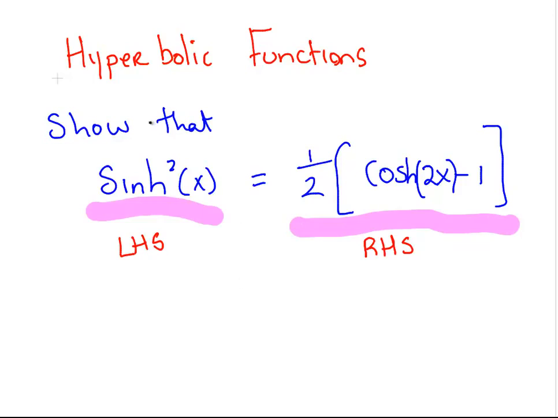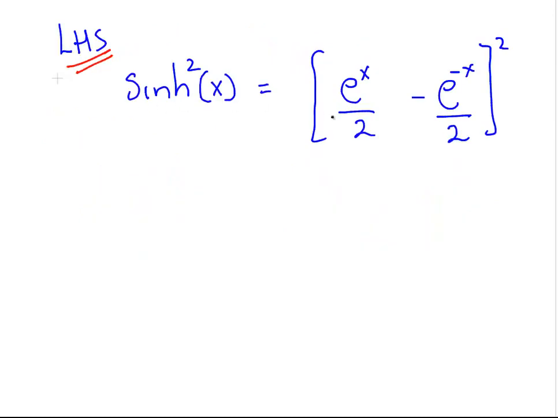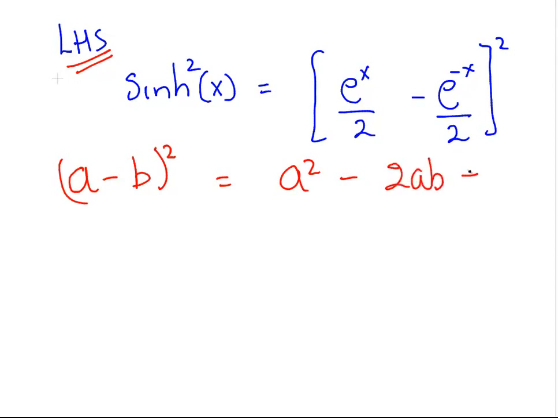Okay, so we have sinh squared x. Let's look at that one first. So this is sinh x in here, and what we're going to do is square it. Now this is in the form (a minus b) squared, so that is equal to a squared minus 2ab plus b squared. Just watch out for the signs.